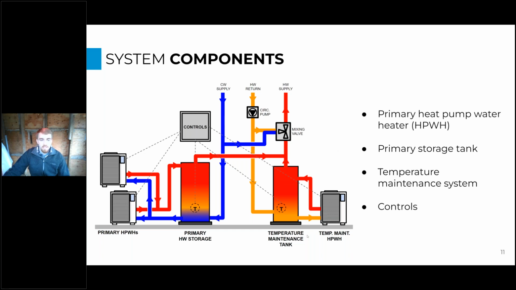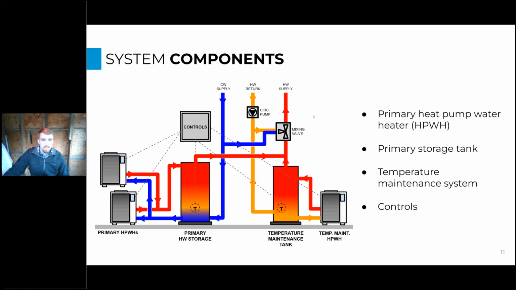And the job for this temperature maintenance system is to take the water that circulates through the building and maintain the temperature of that water to make sure that the water out in the building doesn't go cold before someone opens the tap and uses it, right? So we need to pretty much constantly circulate this water throughout the building and always replenish the loop with hot water. So then as soon as someone opens a tap, that hot water is ready to be used.